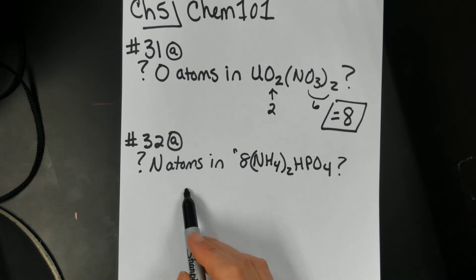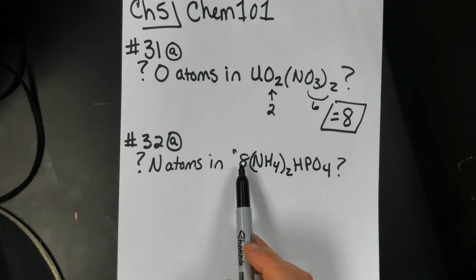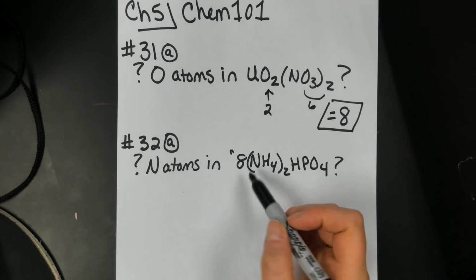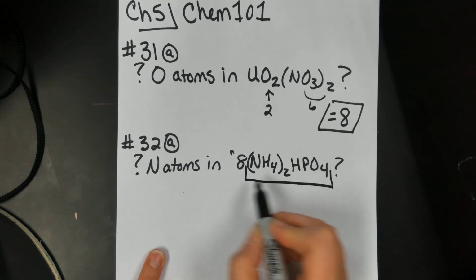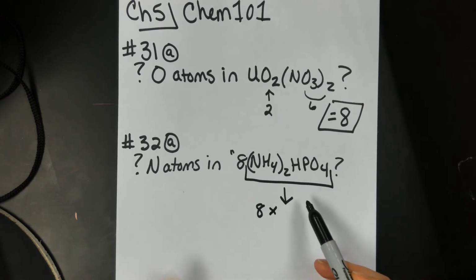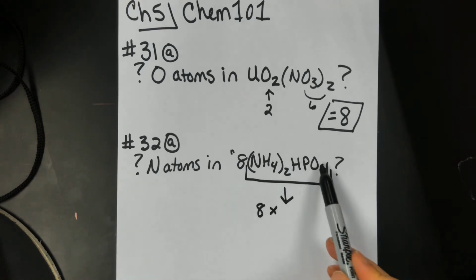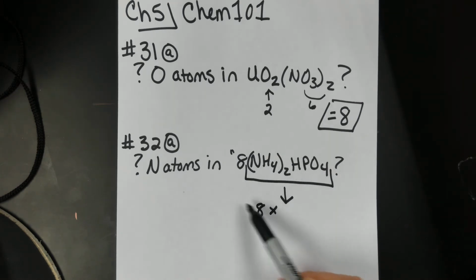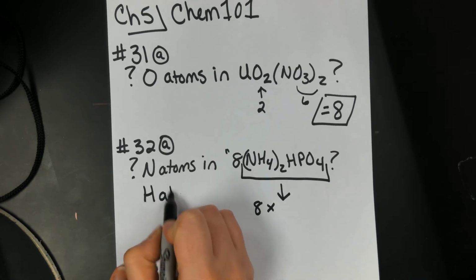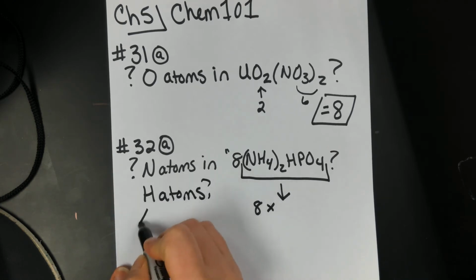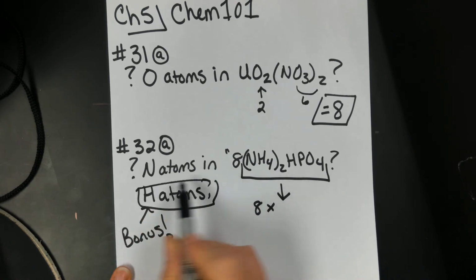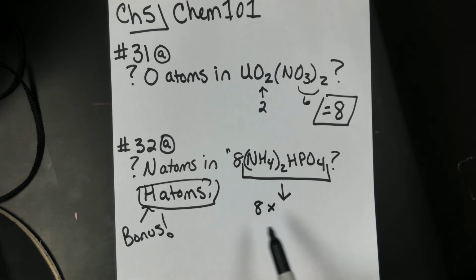The next one is a little different. You know how you have a balanced equation and it has coefficients? Maybe we have a coefficient right here. It's asking how many nitrogen atoms are in this. I would like to figure out how many nitrogen atoms are here, and then we'll multiply that by 8. Does that make sense? So why don't we do a bonus one? Why don't we also do hydrogen atoms? This is bonus. This is the question that's in the homework, but we'll do a bonus one.